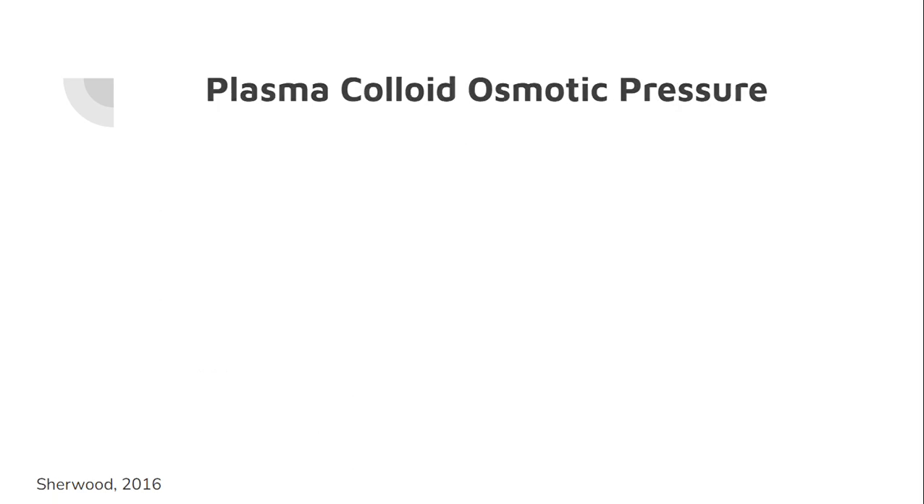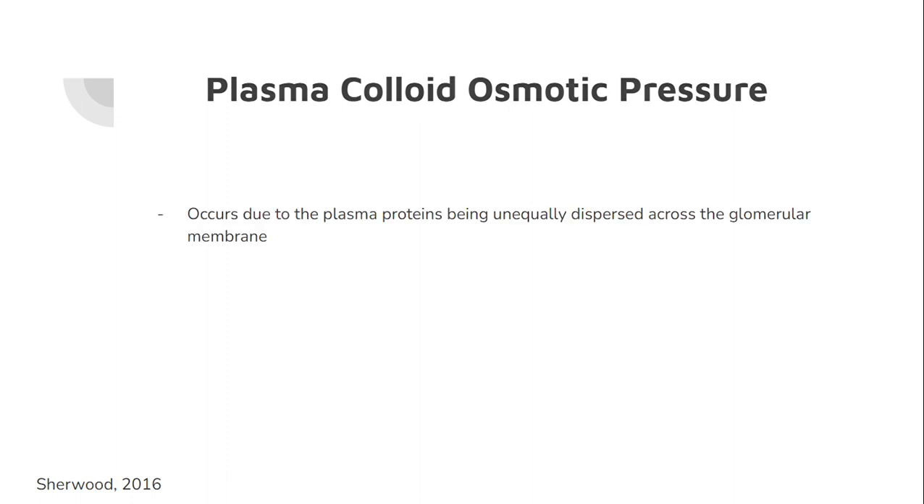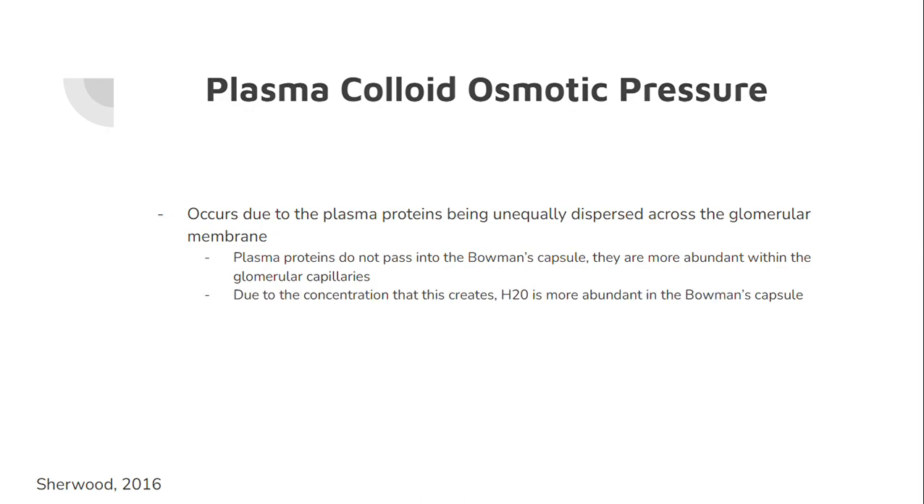Now, the second force is the plasma colloid osmotic pressure force. This is going to occur because the plasma proteins are not equally distributed across that glomerular membrane. They're not equally dispersed, right? Because remember that these plasma proteins cannot pass that gelatinous layer that we just talked about. And so they're going to stay in the glomerulus. They're going to stay in those glomerular capillaries. They should not be able to pass into the Bowman's capsule.